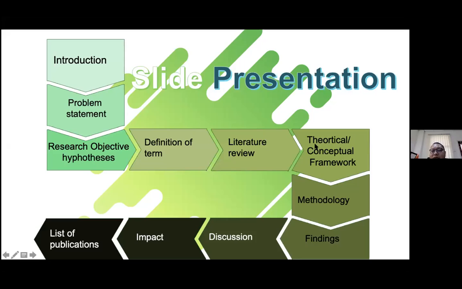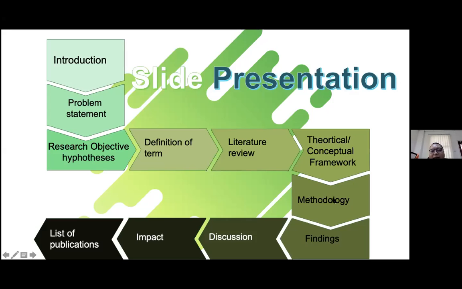Next, the theoretical and conceptual framework, which is for chapter 2. Let's say you have three or four theories in your study. One theory, one slide, and you need to explain, because the examiner will look at this, especially the theoretical framework. They want to know what theories you are going to use in your study, and how you blend your theoretical framework.